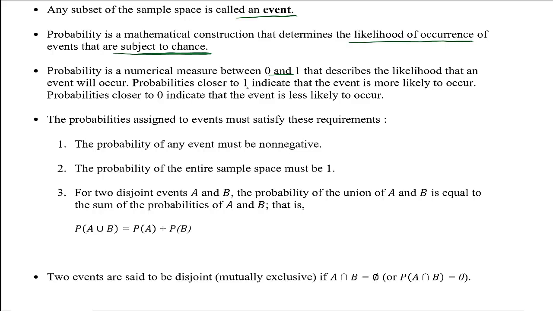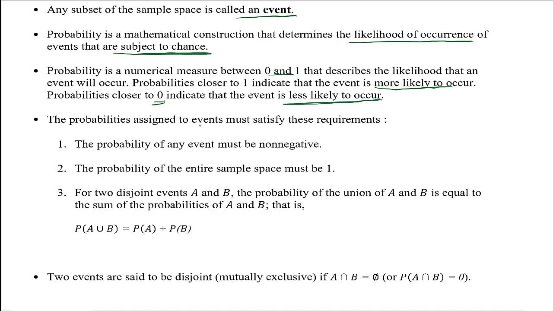Probabilities close to 1 indicate that the event is more likely to occur. في حال أن الاحتمال قريب من الواحد هذا يعني أن هذا الحادث له حصة ظهور عالية. More likely to occur. وإذا كان الاحتمال قريب من الصفر هذا يعني أن الإيفنت له حصة ظهور قليلة.